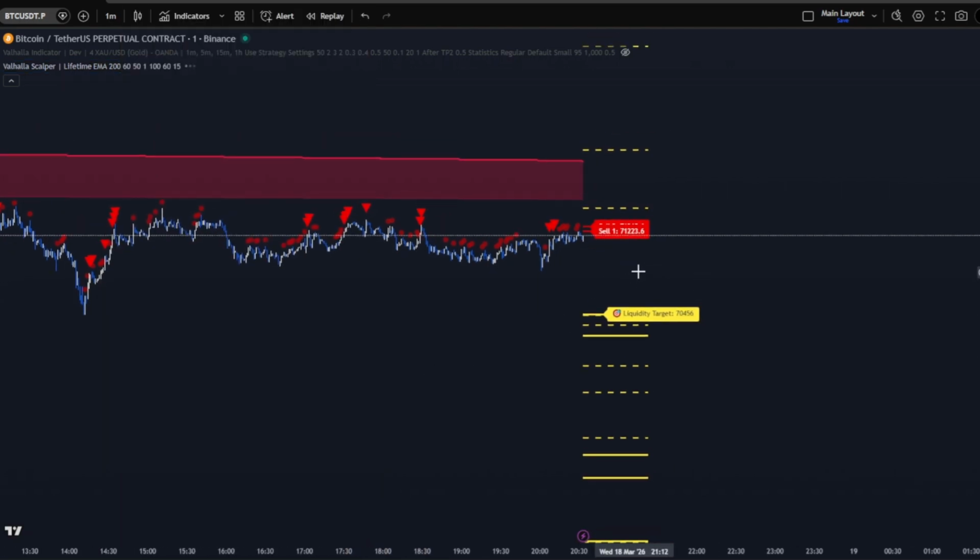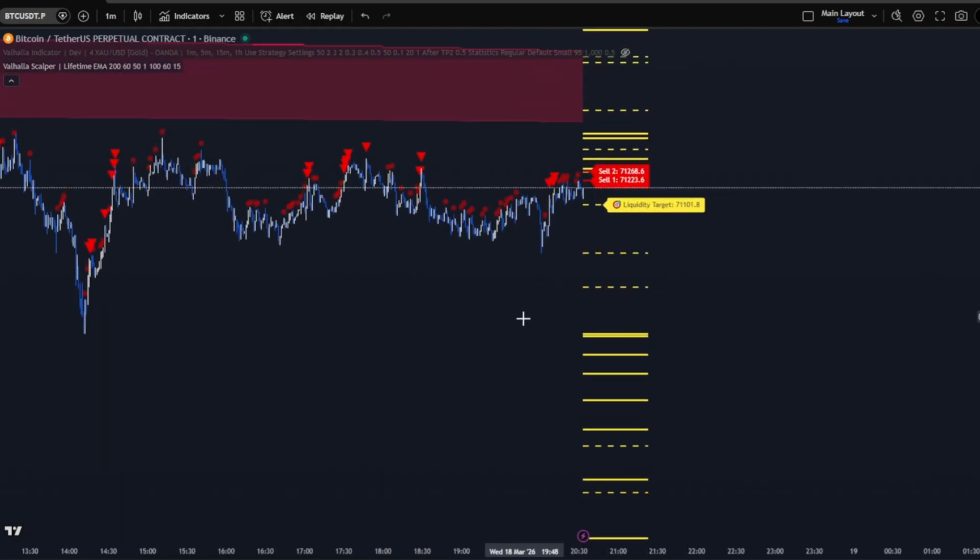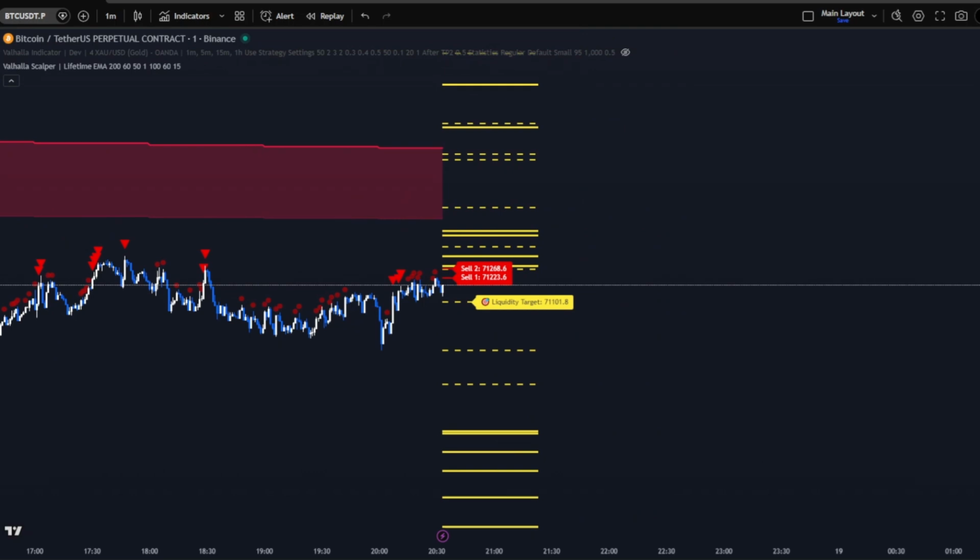So the full workflow: signal fires, you enter the trade, and you exit at the nearest liquidity level marked as your TP target. Simple as that. For the stop loss, we recommend using a 1-to-1 risk-reward setup based on the nearest liquidity target distance.